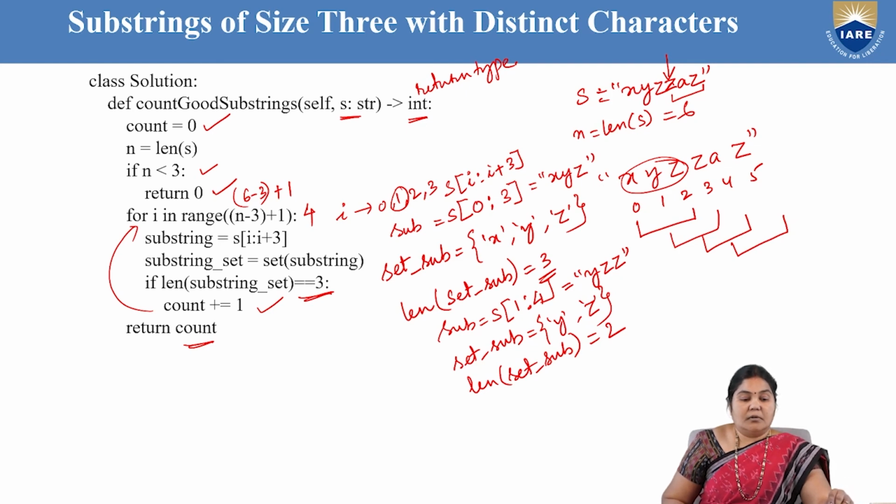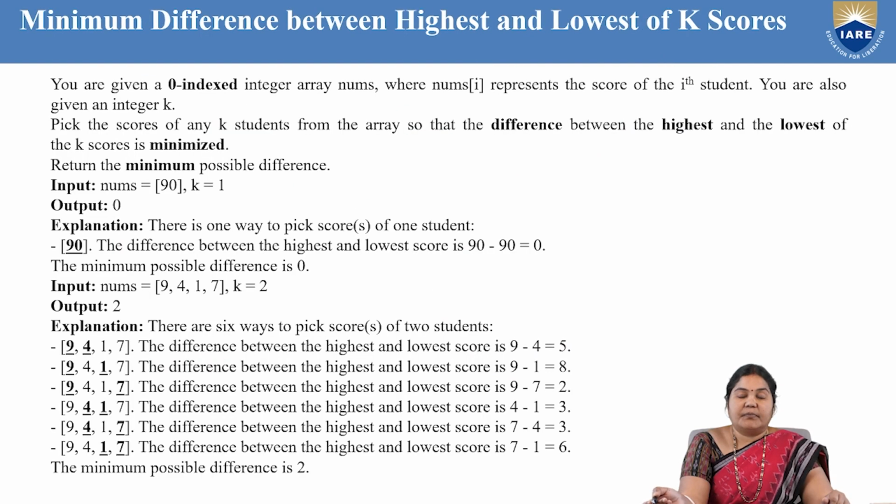So, in this program, we have learned how to make substrings of size 3 with the sliding window approach. Now, let us move on to the next problem. The next question is finding the minimum difference between highest and lowest of K scores. Now, what is the problem statement? Let us understand the test cases. Then we will move on to the solution.